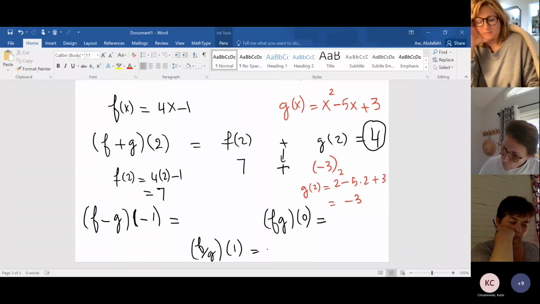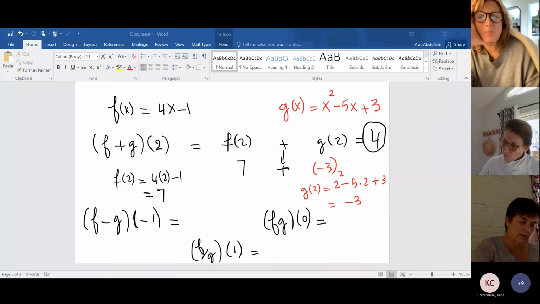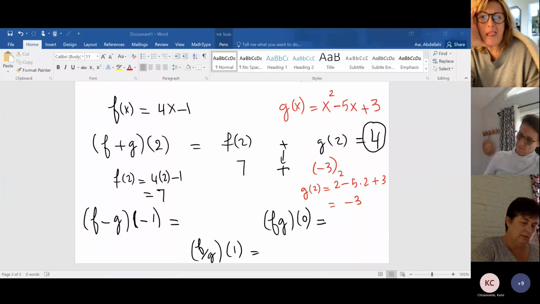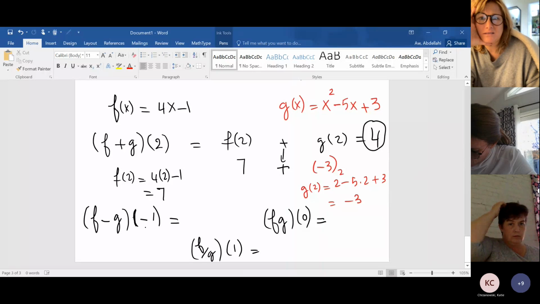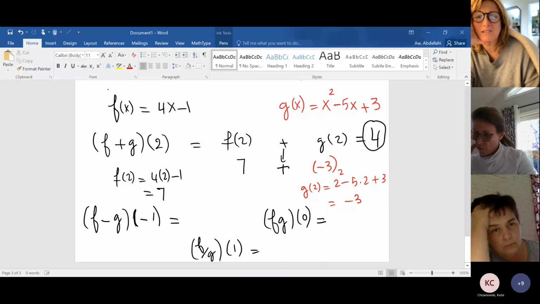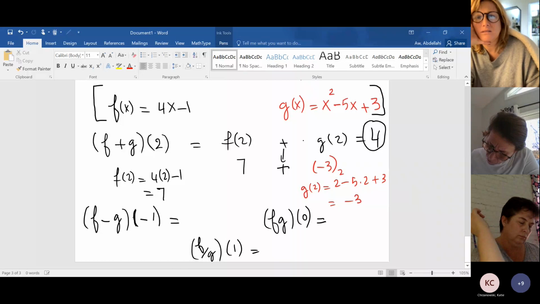All right, everybody. What number are we plugging in? The numbers are right here. For the first function, what number are you going to plug in? The 4x minus 1? Yeah, the same functions. And the g of x? Yes, the same ones, exactly. Okay.